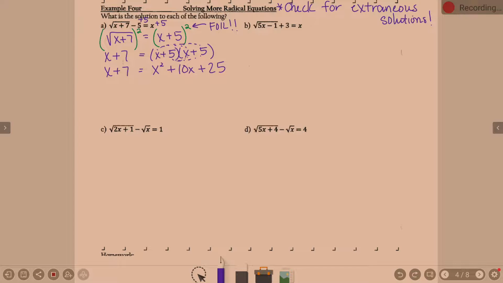Okay, so where to go from here? I got rid of all my radicals, yes? I have x plus 7 equals x squared plus 10x plus 25. How do we solve an equation like this?